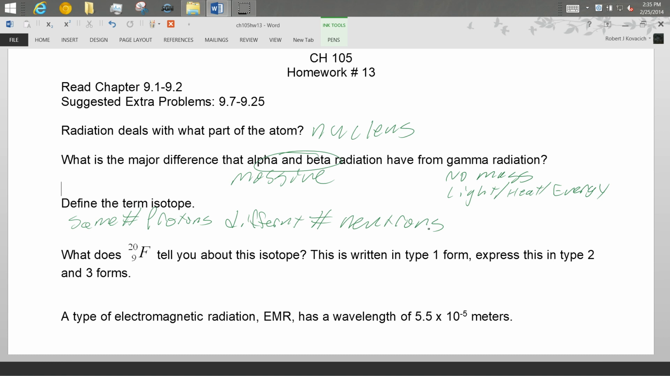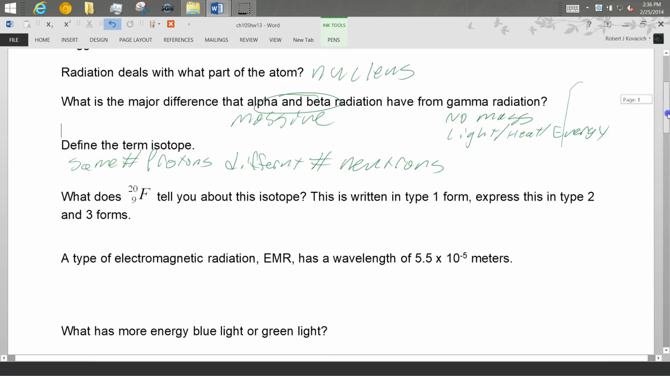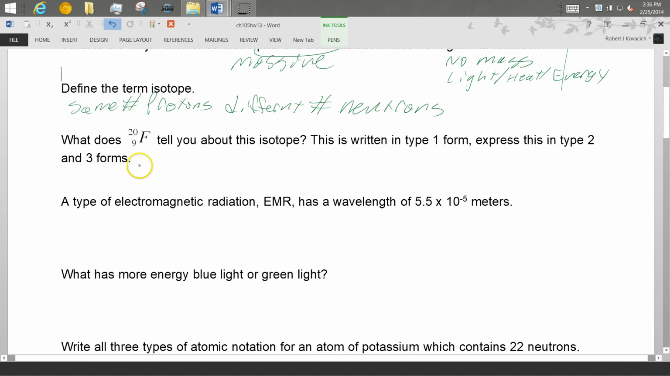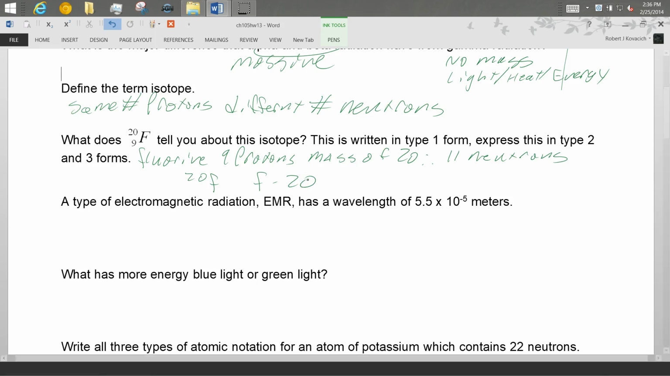What does 20F tell you about the isotope? This is written in type 1, expressed in type 2, and in type 3. So what do we know about this? It's fluorine, 9 protons, mass of 20, therefore 11 neutrons. And then we've got 20F, and then we have F-20. We need all of that to answer this.